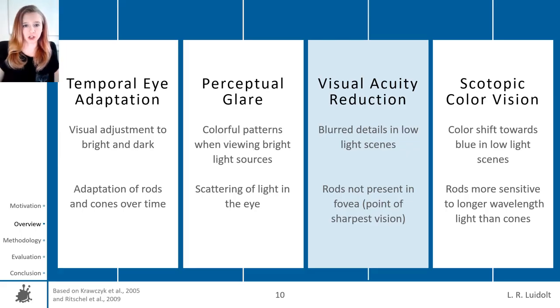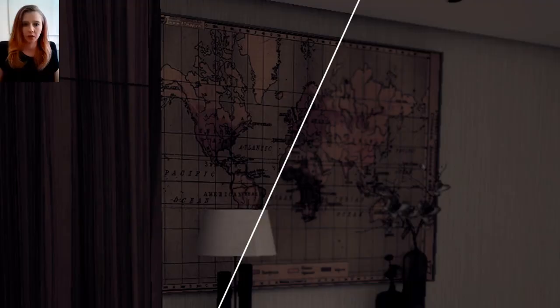Additionally, the loss of visual acuity in low light scenes is included in our application. In darker environments, we are not able to make out many details due to the rods not being present in the fovea. This is a rather subtle effect, but on this close-up you can see the difference between the visual acuity reduction effect turned off and on.